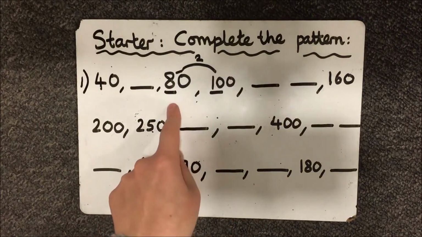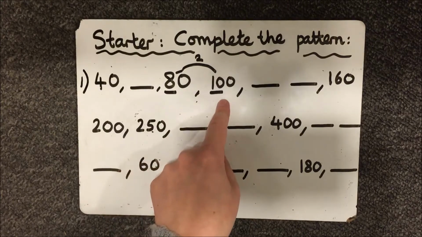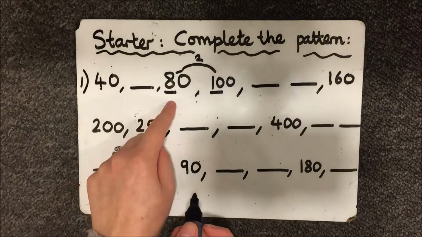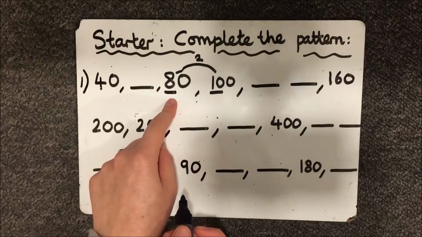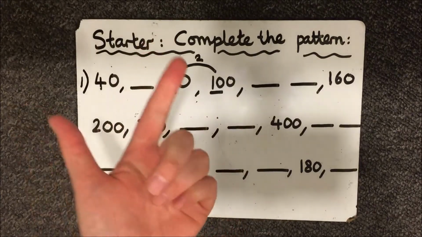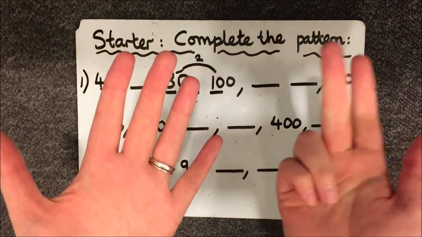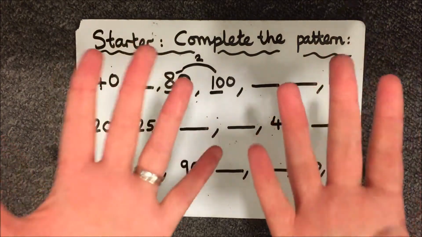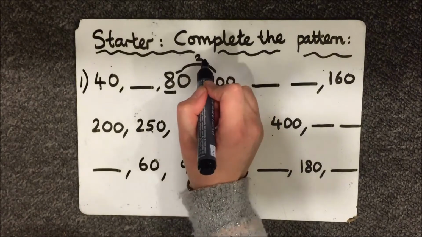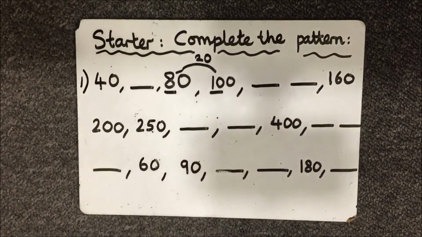But 80 is 10 times bigger than 8. 100 is 10 times bigger than 10. Do you remember? So my 8 ones have been turned into 8 tens. My 10 tens have been turned into 10, 20, 30, 40, 50, 60, 70, 80, 90, 100. 10 tens make 100. So as it's got 10 times bigger, it's not going to be a jump of 2. It's a jump of 20.